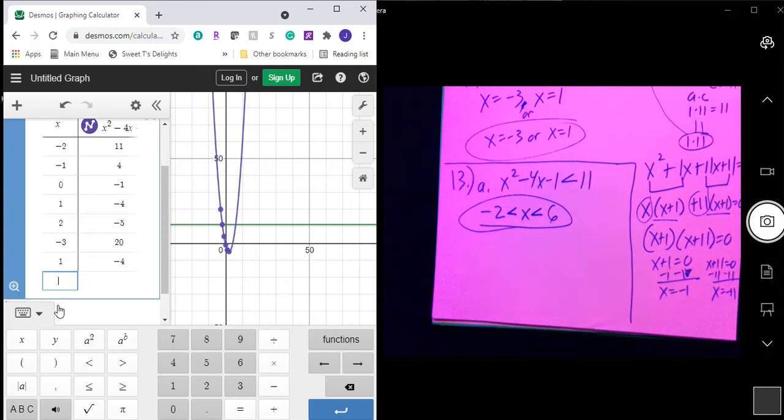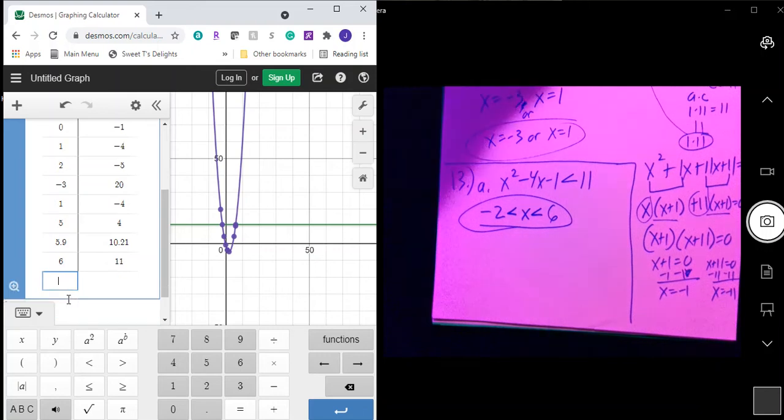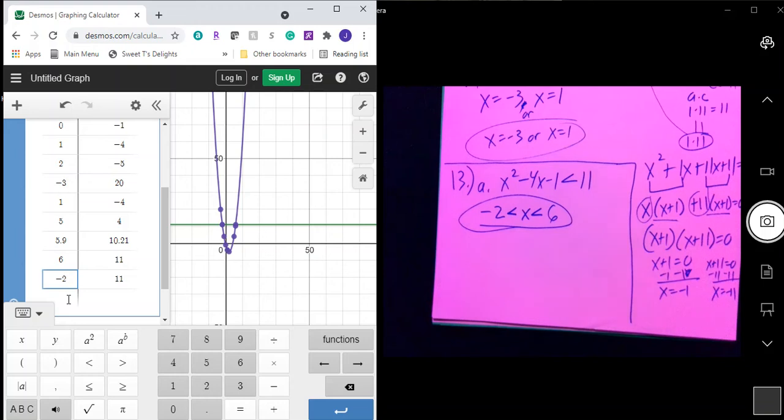So here we could try 5. We could try 5.9, that's still less than 11. But when we type in 6, that gives us 11. We want something less than 11, so 6 does not work. And that also goes for -2. So that's a way of you being able to do it as well.